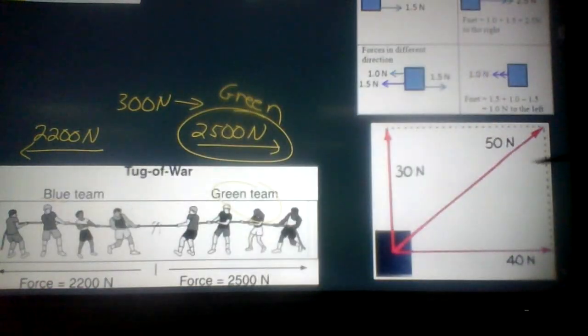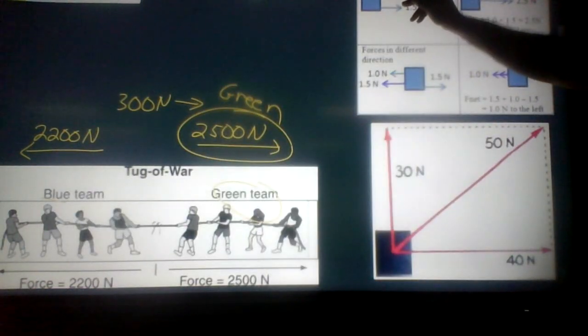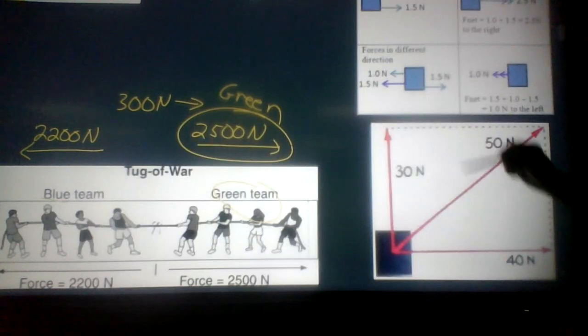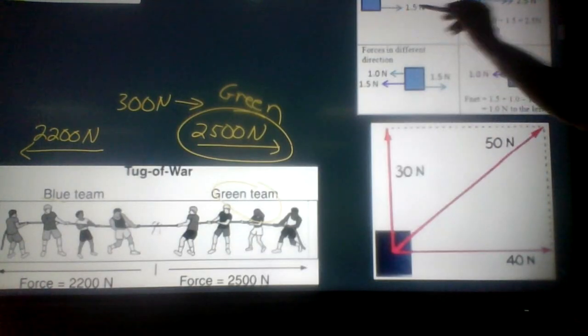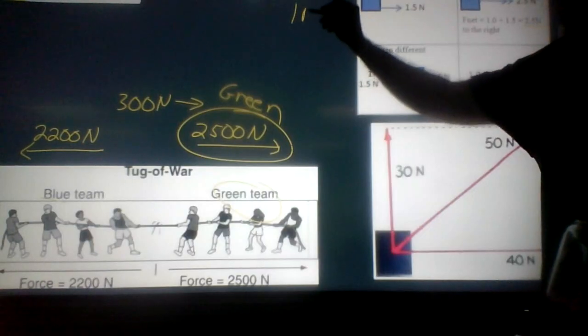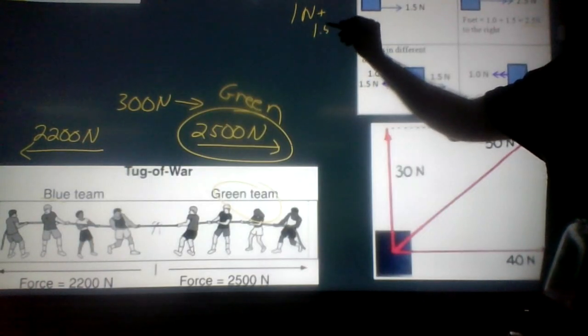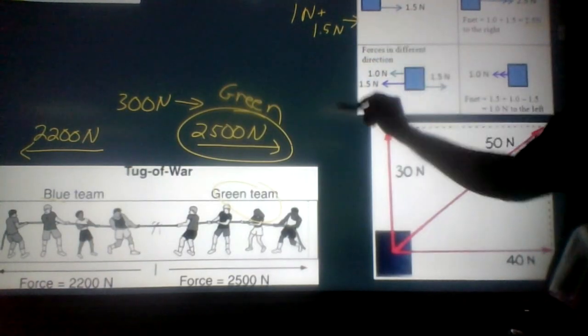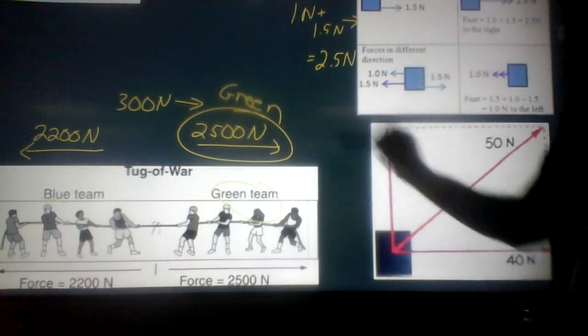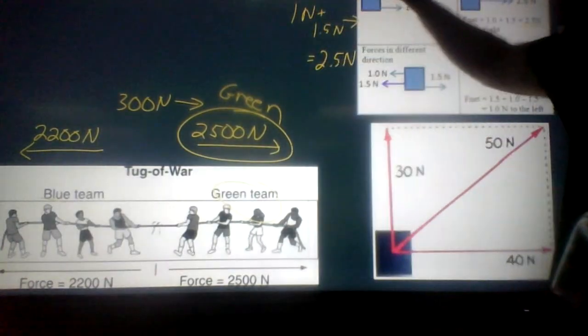Look at the top right here. I have one person pulling with 1 newton of force, which is a very small amount, by the way, and another person pulling in the same direction with 1.5 newtons of force. Well, look what happens here. We add these together. This says 2.5 newtons. So I have 1 newton plus 1.5 newtons going in the same direction. That equals 2.5 newtons of force. All right, I'm going to clear this off.